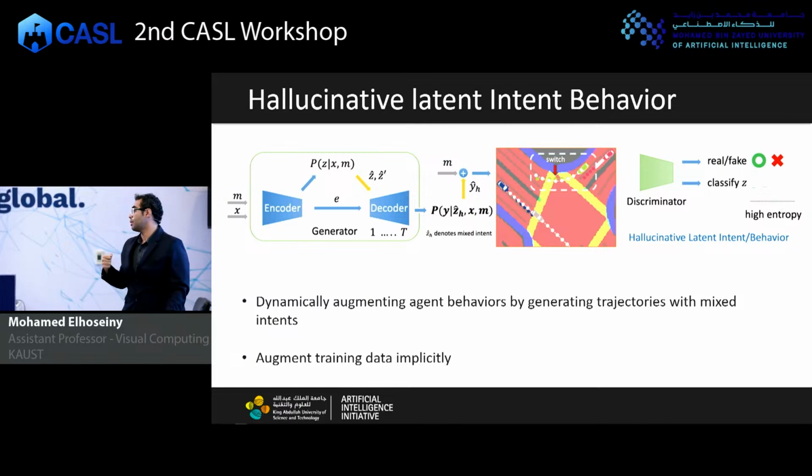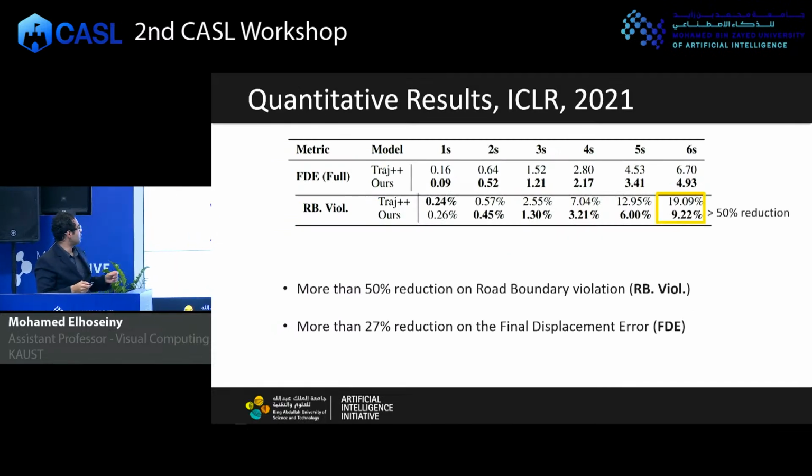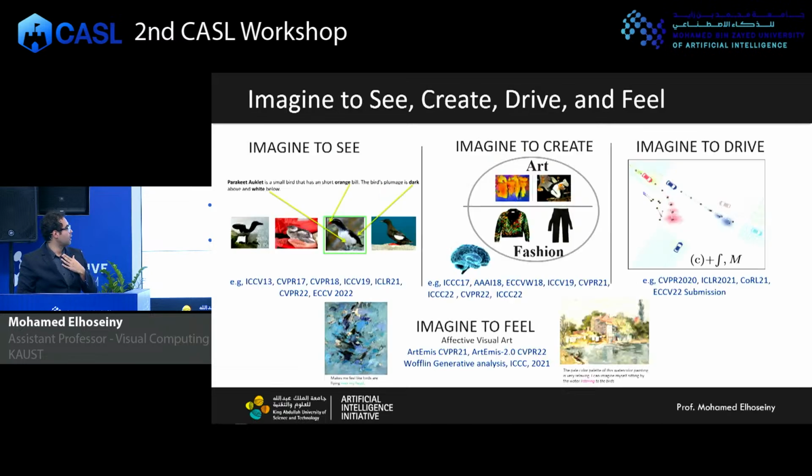So you want to make it hard for the model to predict which intent this trajectory is coming from. Compared to the baseline Trajectron++ from Stanford, this reduces the road boundary violation by more than 50%, from 19 to 9.22 for 6-second prediction, and more than 27% reduction in final displacement error.